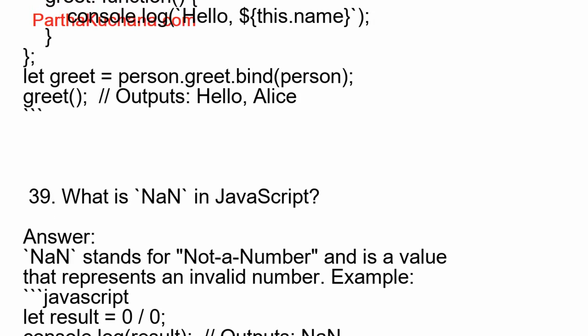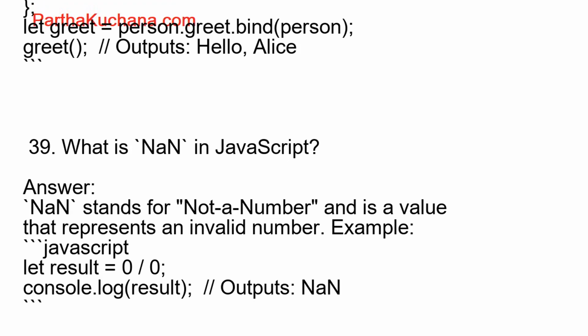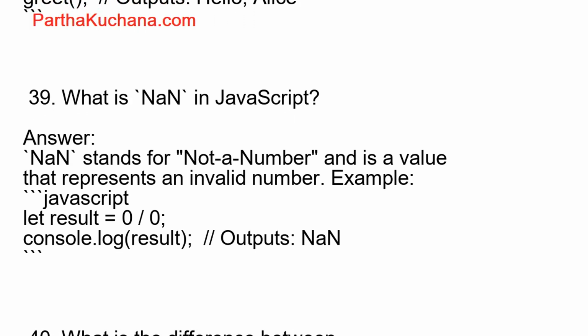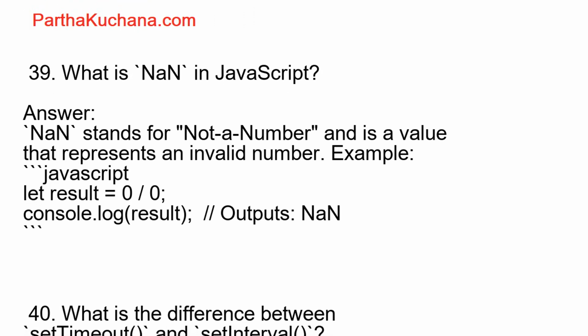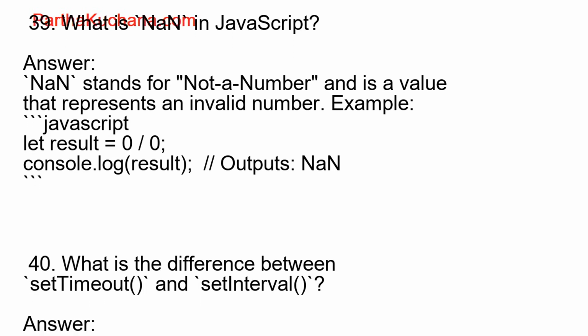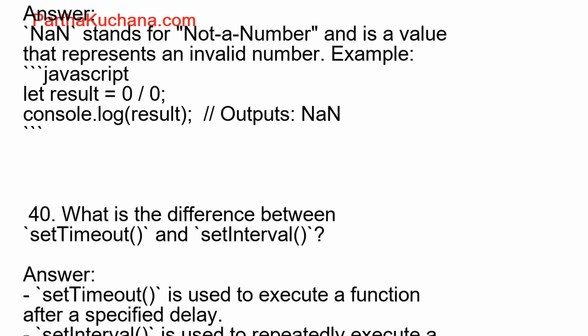41. How can you clone an object in JavaScript? Answer. You can clone an object using Object.assign or the spread operator. Example, JavaScript. Let obj equals name, Alice, age, 25. Let clone equals obj.